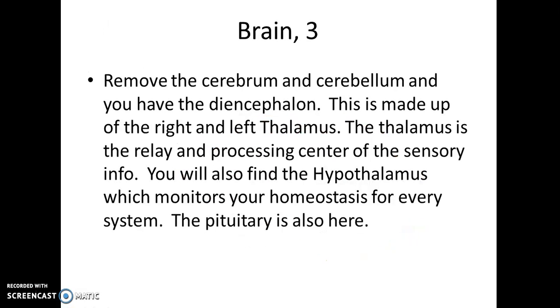You remove the cerebrum and cerebellum, you have the diencephalon. This is made up of the right and left thalamus. And now the thalamus is important. It is the relay and processing center of the sensory information. So everything you sense has to go to a different part of the brain. It goes through the thalamus. So all neurons lead to the thalamus. You'll also find the hypothalamus, and you know that is the center for homeostasis. And the pituitary is also found there.